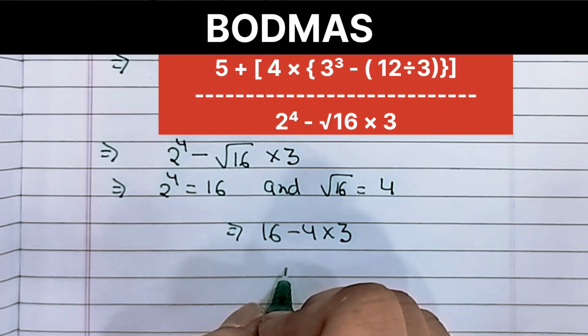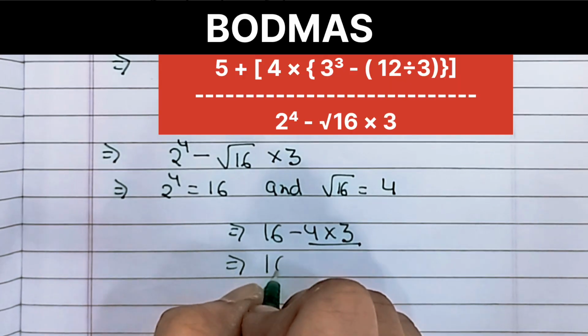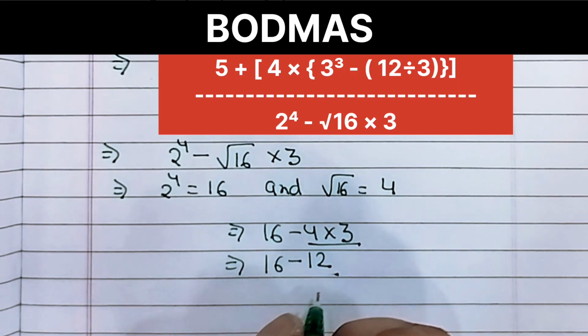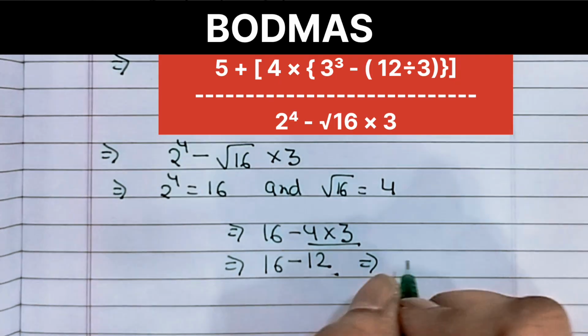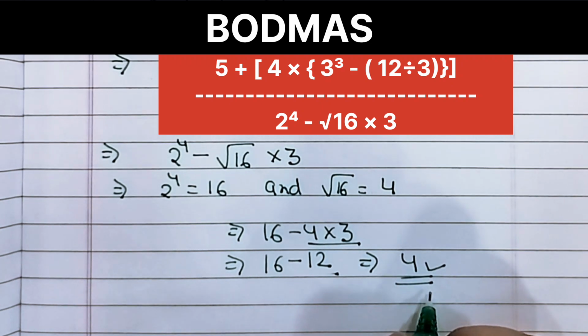Now the second step, multiplication. Multiplication must be performed before subtraction. So first we multiply, 4 times 3 is 12, giving 16 minus 12. Now this is the current equation. Subtraction is the last. Simplifying these values, we get 4. So 4 is the simplified denominator.